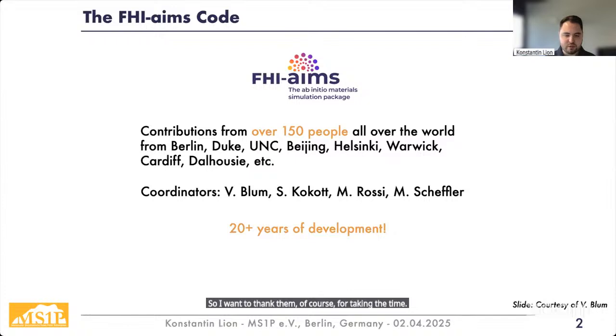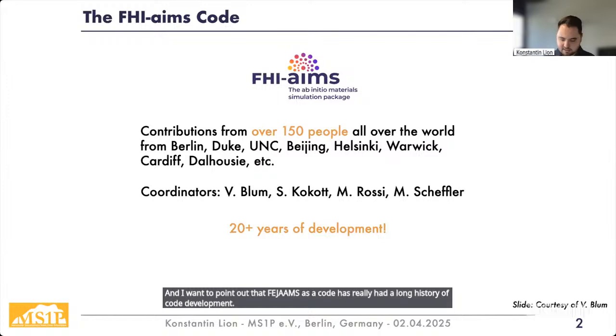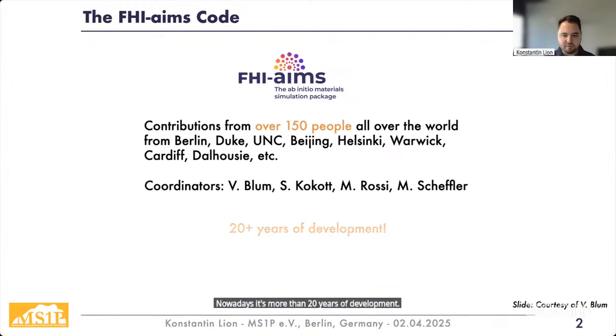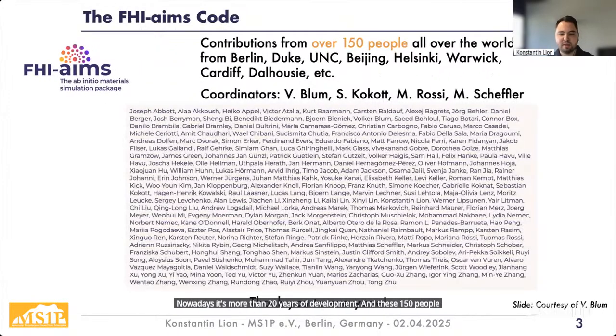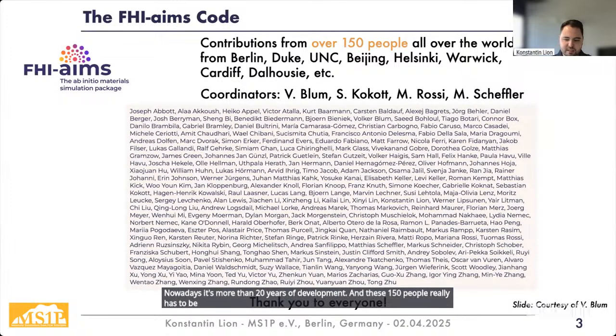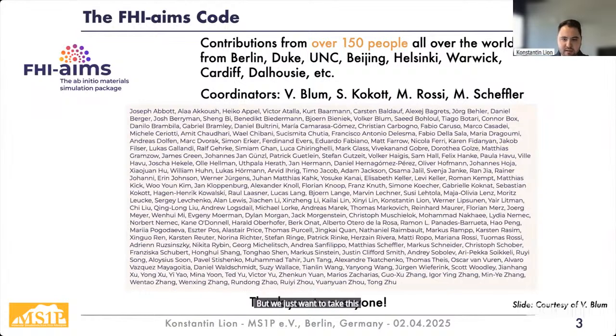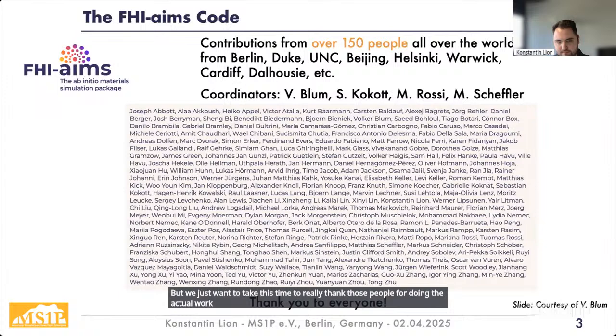I want to point out that FHI-aims as a code has really had a long history of code development. Nowadays it's more than 20 years of development, and these 150 people really have to be pointed out in more detail. This is from our website at FHI-aims.org, where you can find the full collection of people that contributed to the code base. This is still, we are pretty sure, not complete, but we just want to take this time to really thank those people for doing the actual work that we'll showcase here today.